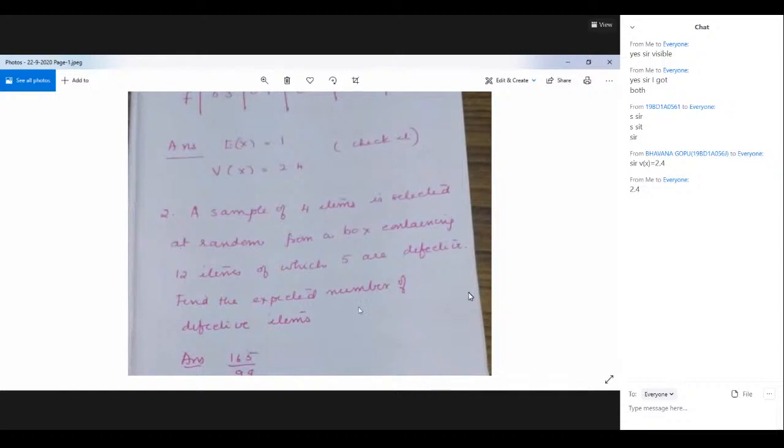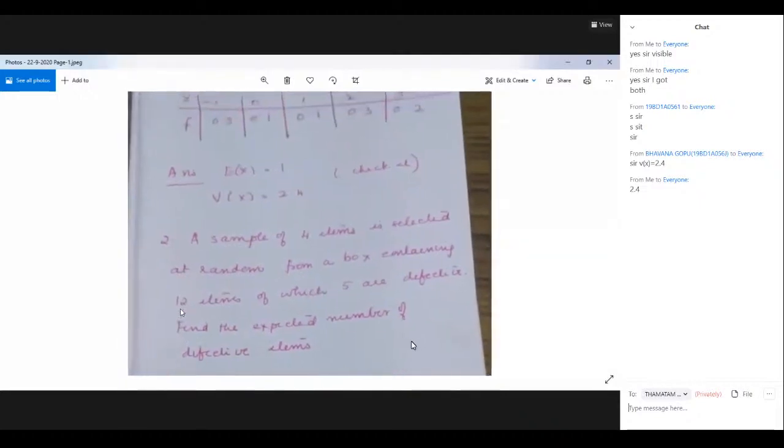I think all of you understood that question. Read that question carefully. A sample of 4 items is selected at random from a box. The box contains 12 items, of which 5 are defective. Find the expected number of defective items.